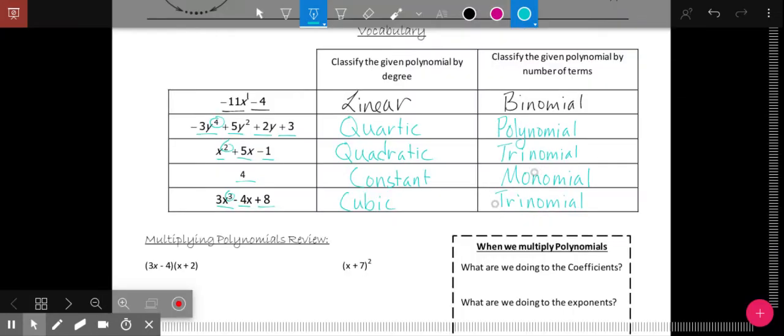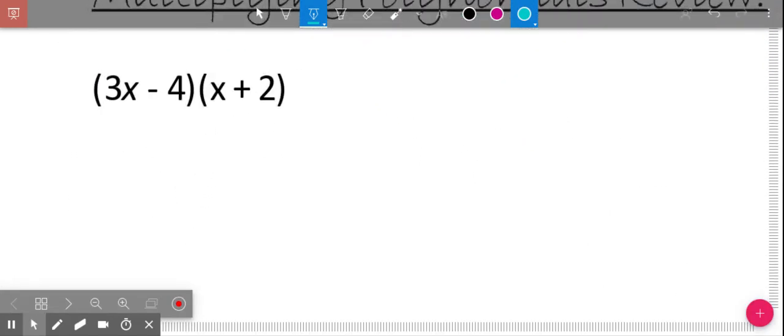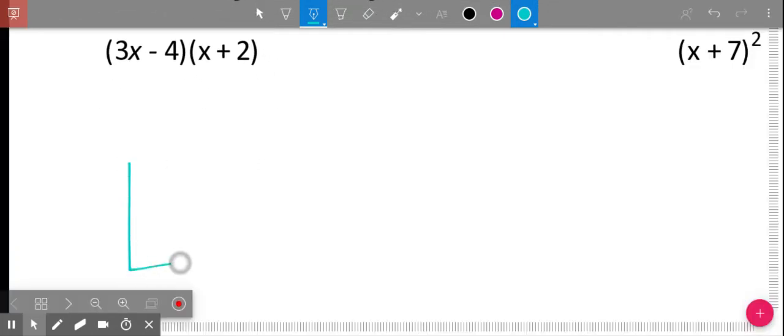All right. So at this point, we should be getting pretty good at that vocabulary. Make sure you're looking at your notes for those words if you can't remember what each of the words means. So looking at this, we're going to review a little bit of multiplying polynomials that we did in our last set of notes. So if I look at this first one, I have 3x minus 4 times x plus 2. Both of these are binomials, so I'm going to set up our box.